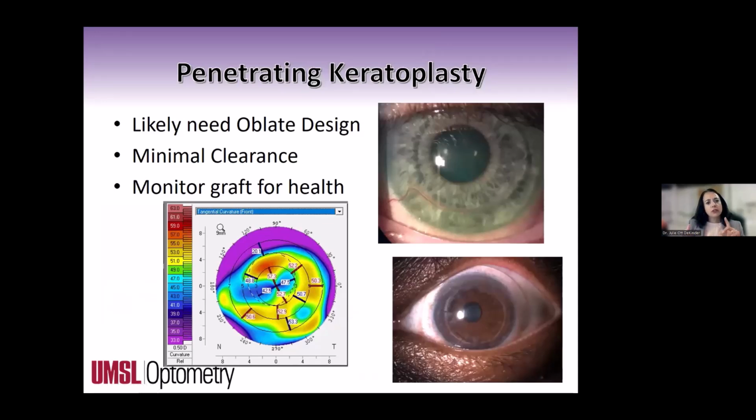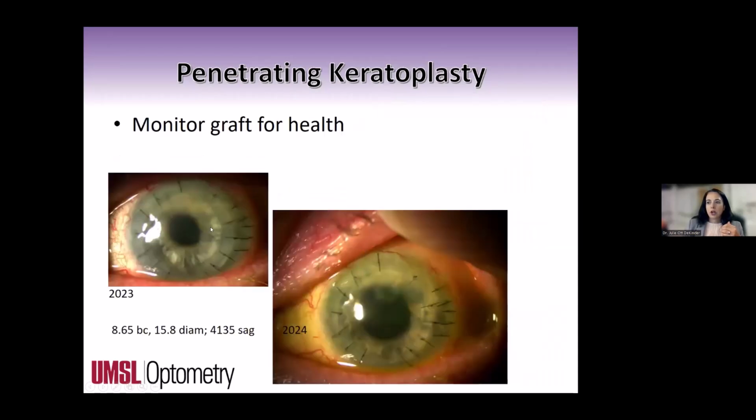Okay, gets a little more difficult when we talk about penetrating keratoplasty. You might be more apt to need an oblate design. I like to make sure I can adjust what's happening over the host graft junction. A lot of times you have this oblate sort of appearance in these post grafts, and you really have to monitor these patients for health, right? You got some neo coming into our graft here. This guy looks pretty good.